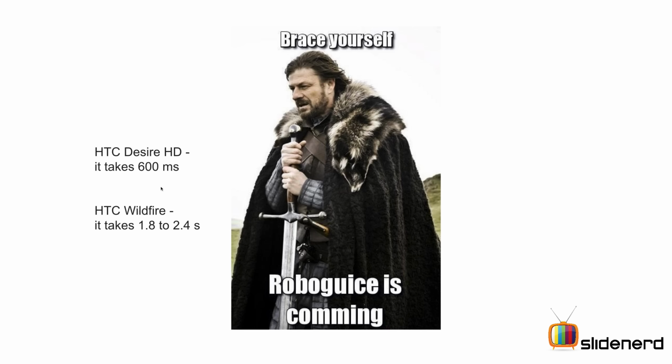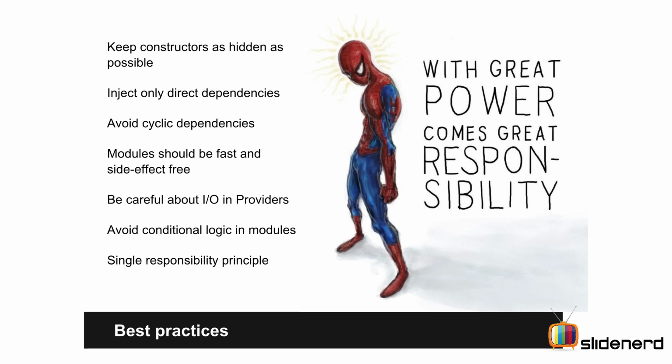So there are some test results of running RoboGuice on different devices, and some points that you need to keep in mind before you start using RoboGuice. That would be about constructors, about dependencies, avoid cyclic dependencies. If you use modules, which is again covered in the example, then use them wisely, and be careful about input output and the responsibility stuff that you have.